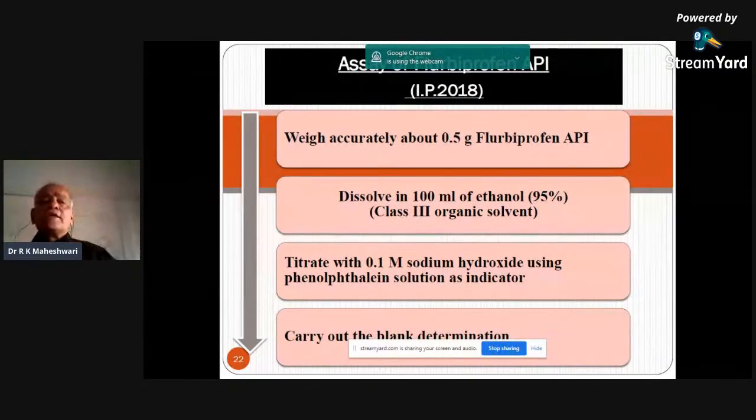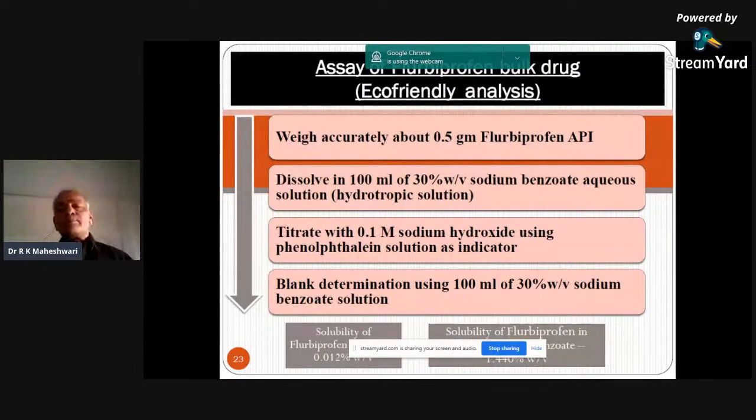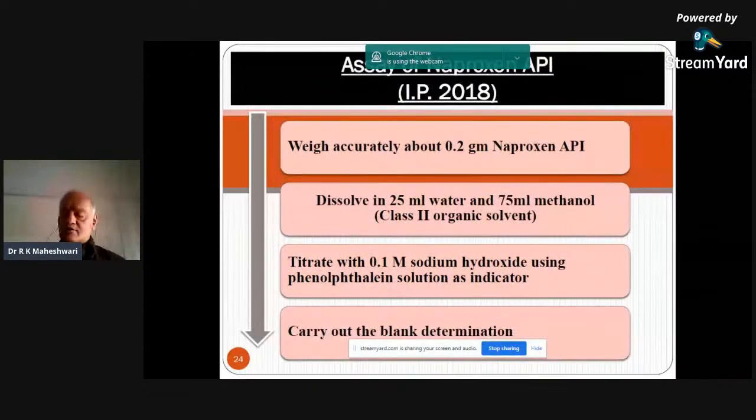Now another example, assay of flurbiprofen API. In the same way, here ethanol is used in IP 2018 for the API assay, but it can be done with sodium benzoate solution without the use of ethanol. So again, it is an eco-friendly method. Now coming to naproxen. Here, the IP method involves methanol, a class 2, harmful organic solvent. This has also been checked by the analytical chemist of the Indian Pharmacopoeia Commission, Ghaziabad, and they found the same results.